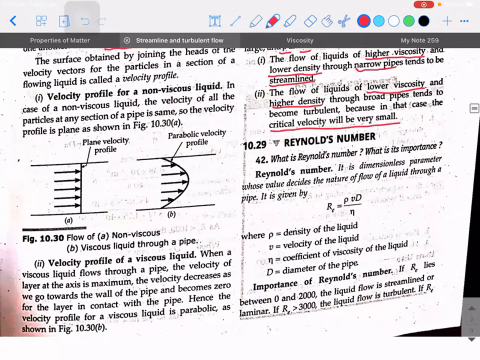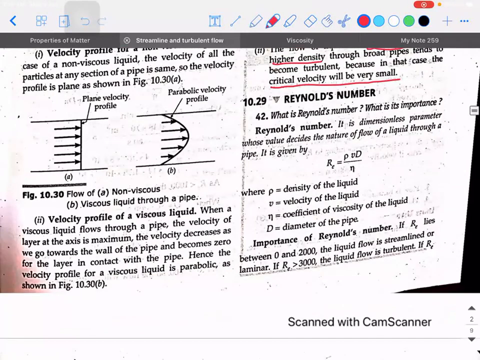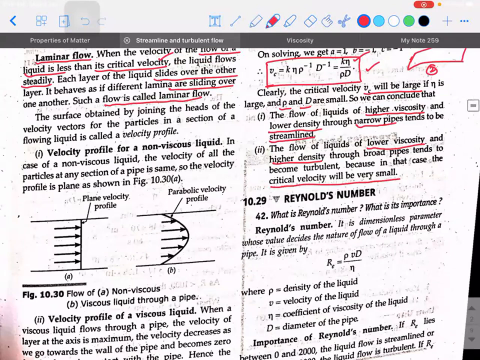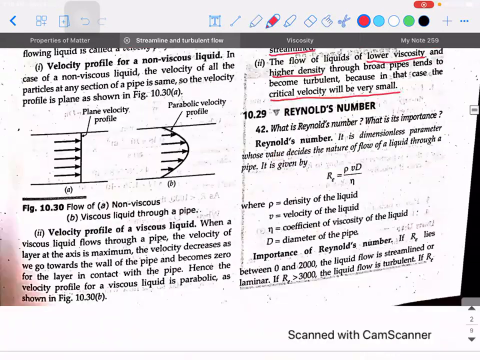So this Reynolds number will help us to understand which flow is streamlined and which flow is turbulent. Did you make a note of this formula? K times neta divided by rho into d. Wait. Next is Reynolds number.